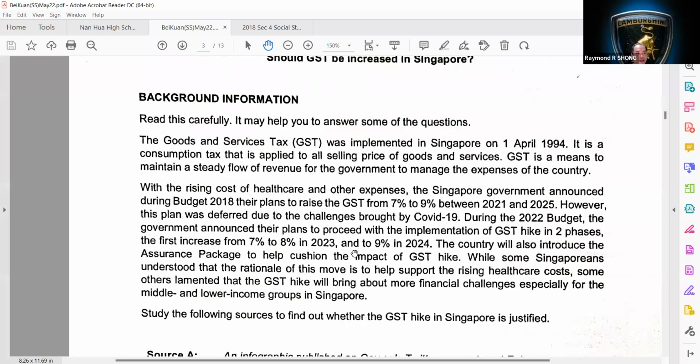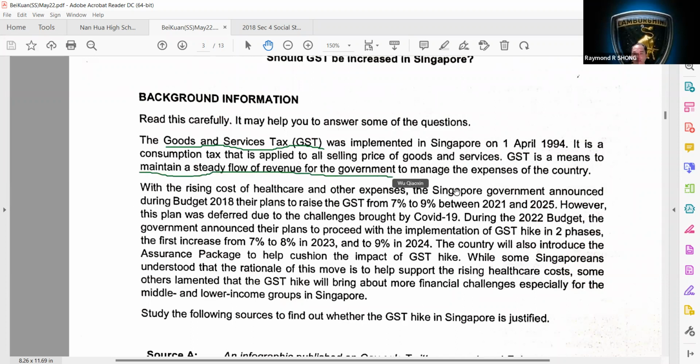Okay, I'm very scared of using the Zoom underline. Chiao Xing, can you help me underline what I say? First, I'll put this one, Singapore. Then this one, GST, the first one. Underline this for me. Then, maintain a steady flow of revenue for the government. So this one here. Thank you.